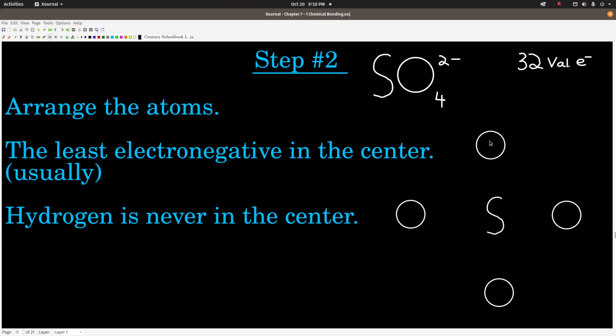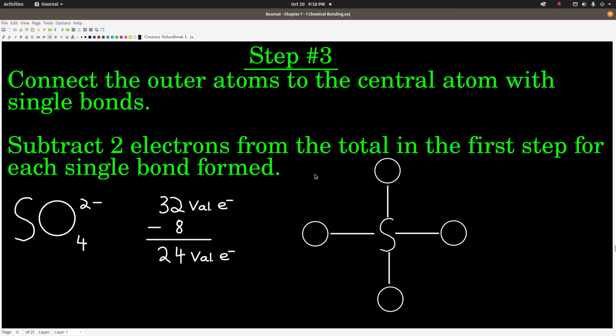I put sulfur in the middle, 4 oxygens around it. Distribute them pretty evenly. There's no one set way. I guess technically it would be wrong to maybe put all 4 oxygens on top, but that would just be ugly, right? So do it symmetrically. All right, step number 3: connect the outer atoms to the central atom with single bonds.